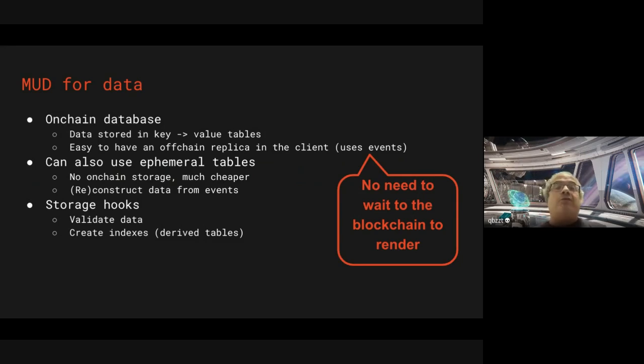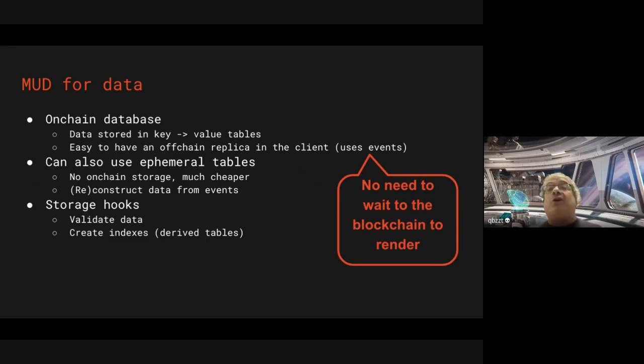You can also use ephemeral tables. These are tables that have no on-chain storage and therefore they are much cheaper, but they use the same data, so you can reconstruct the same events, so you can reconstruct the data from those events, and off-chain it's available.